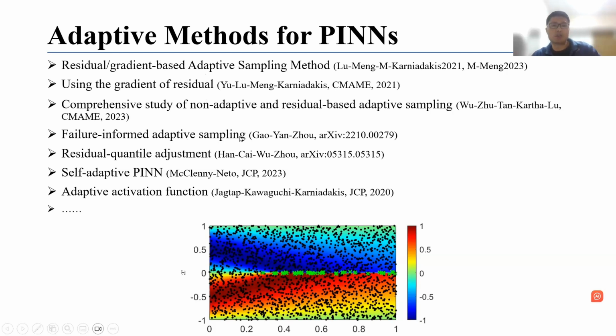This work is done by Tao, who is from CAS, using a failure-informed adaptive sampling method. This is also adaptive sampling. And this uses adaptive weights, like self-adaptive PINNs, where you multiply each term by a weight. Ameya also did a lot of work using adaptive activation functions. There are also dynamic weights. So all these methods are based on adaptivity, but they may not be very stable or efficient. I just listed some of them.